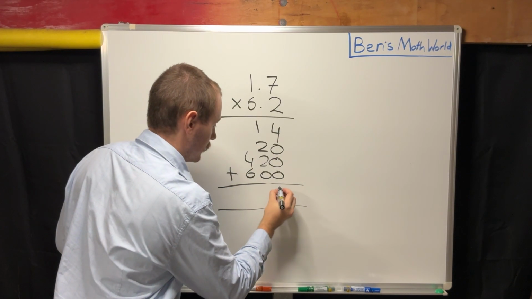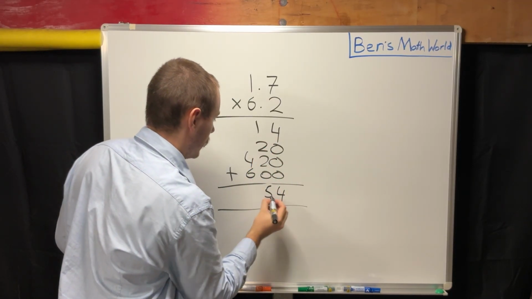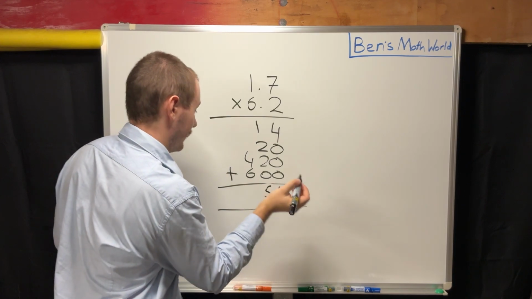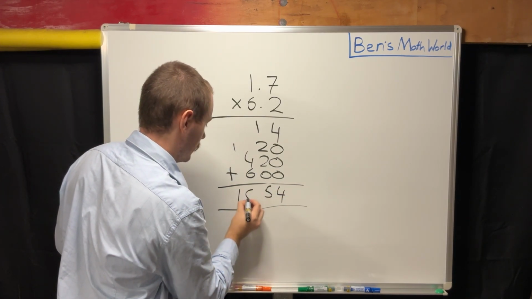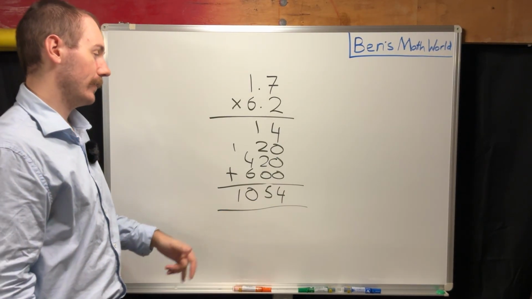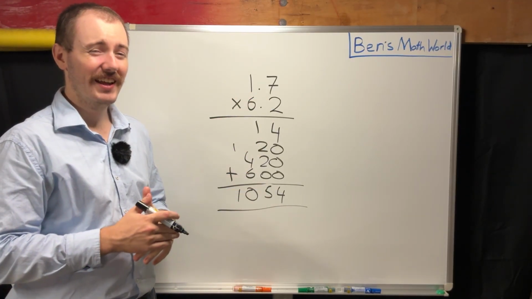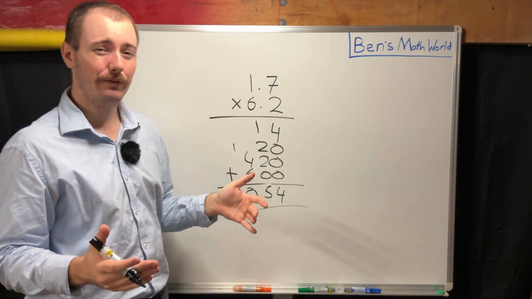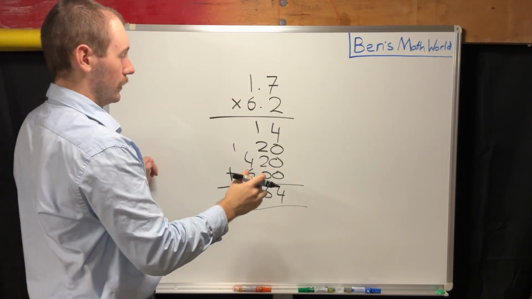4 plus a bunch of zeros is 4. 1 plus 2 plus 2, that's 5. 6 plus 4, that's 10. So we carry a 1 here, doesn't really carry anything. Right, 10. Okay, now we have 1,054. Now, 1.7 times 6.2, that's not really 1,054, okay? So now we're going to mess around with our decimals, okay?